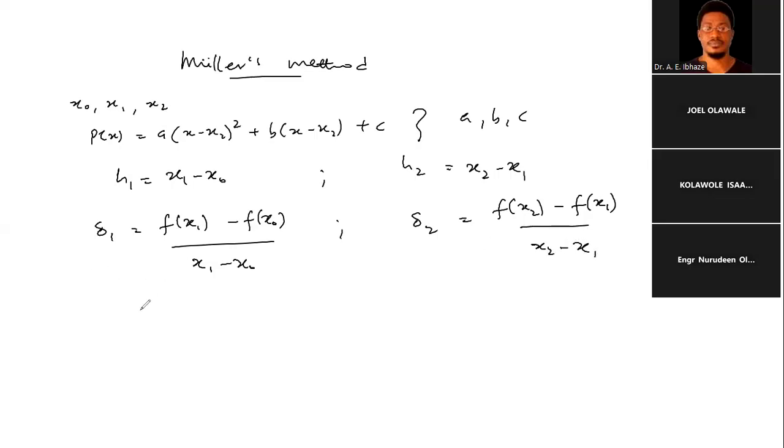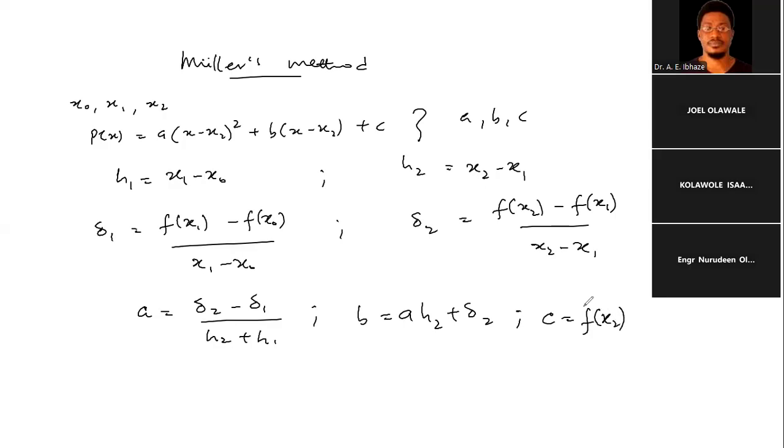And then the coefficients follow directly, such that A will be the same as delta 2 minus delta 1 divided by h2 plus h1. And then B will be the same as A times h2 plus delta 2. And then C will be the same as f of x2.